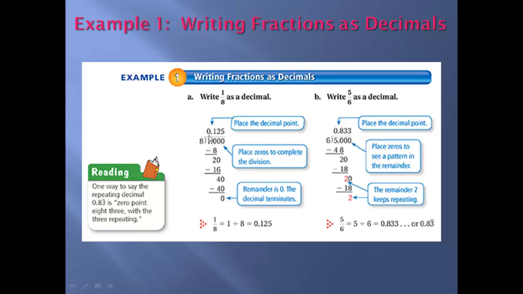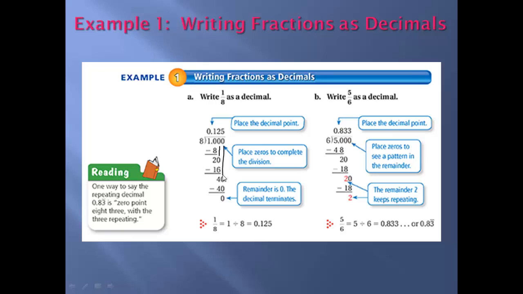8 goes into 1 0 times. So we need to then put a decimal and a 0 behind that 1 so we can continue dividing. Our decimal will go straight up in our answer. Now 8 goes into 10 one time, and 1 times 8 is 8. 10 minus 8 is 2, and then we bring down our 0. Now we have 20. 8 goes into 20 2 times, and 2 times 8 is 16. 20 minus 16 is 4, and then we bring down our next 0.